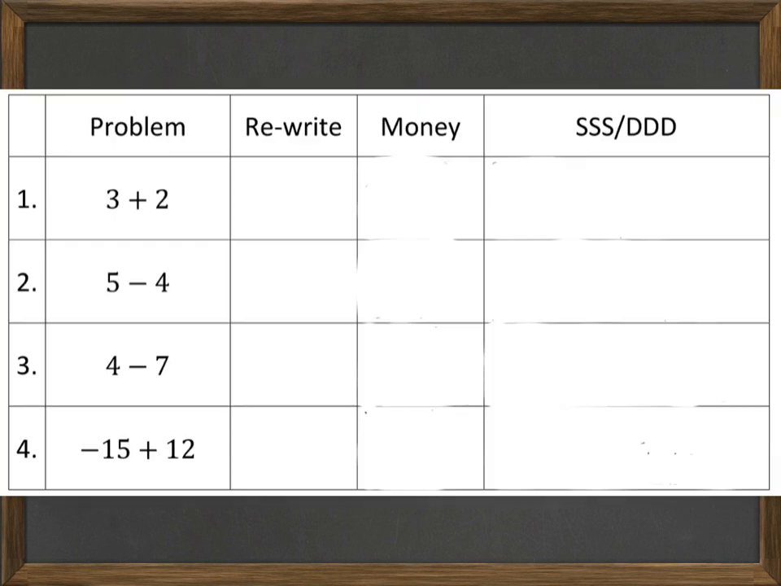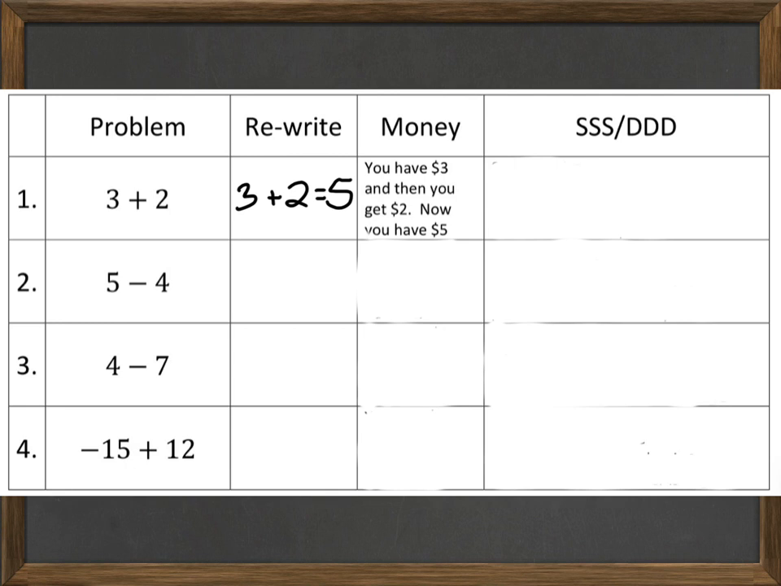So in previous videos, we have talked about there being 3 ways to understand these problems. One is to rewrite the problem. So for number 1, we have 3 plus 2. There's not really any way to rewrite this, so we just write it over again, 3 plus 2. If we interpret this in terms of money, this means that I have $3 and then I get 2 more. So collectively I have $5. So 3 plus 2 is 5.